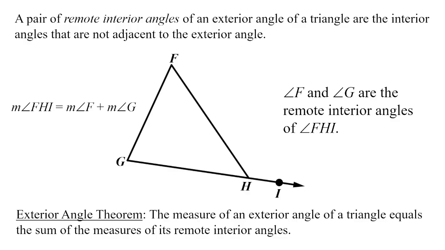And there's a theorem, the exterior angle theorem. The measure of an exterior angle of a triangle equals the sum of the measures of its remote interior angles. So if you add up two interior angles, angle F and angle G, you would get angle FHI, the exterior angle.